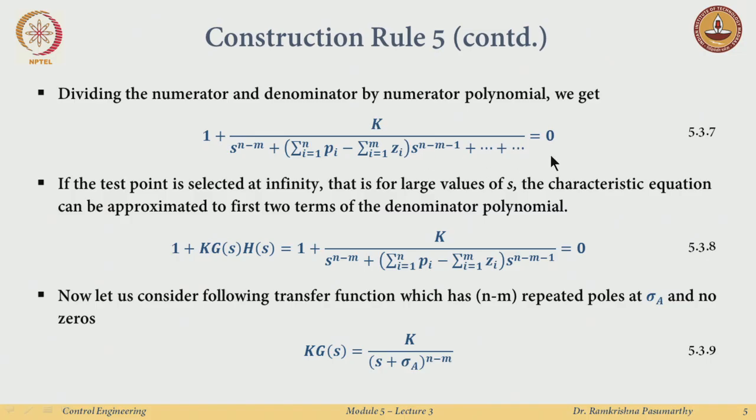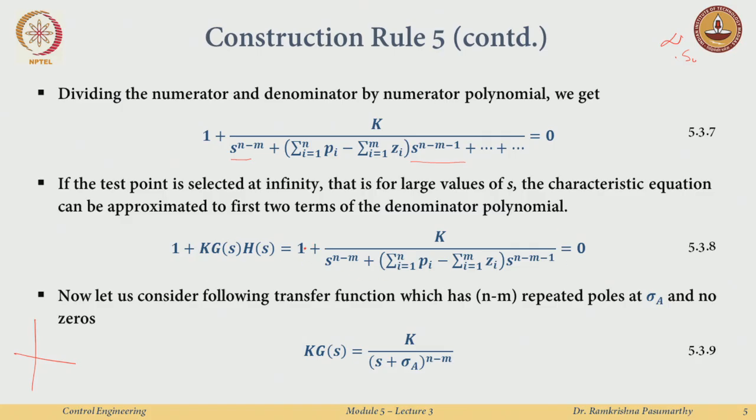Now, I am looking again: my axis is here and my test point is at infinity here, S0. If the test point is very far, which means I am looking at very large values of s, I can do my analysis with just these two terms, and the contribution of the remaining terms would be very small. So my characteristic equation can equivalently be written as 1 plus k times g times h is just this, right.